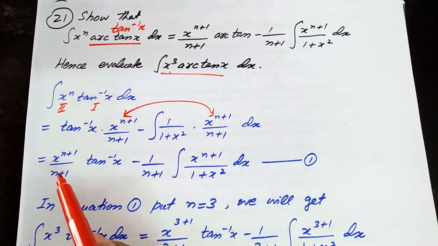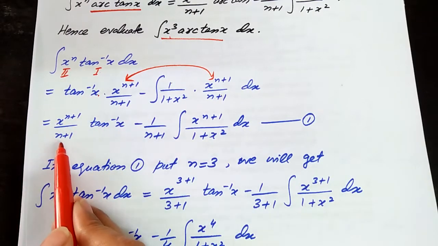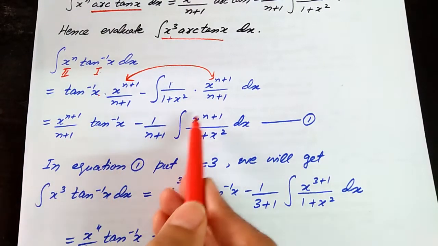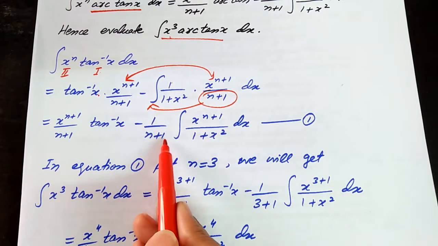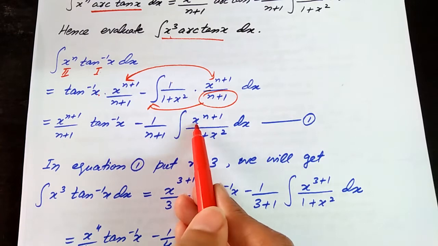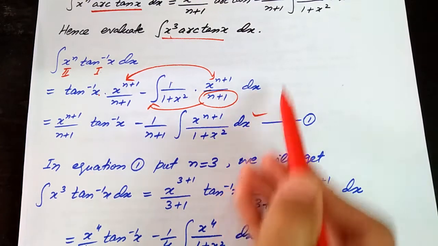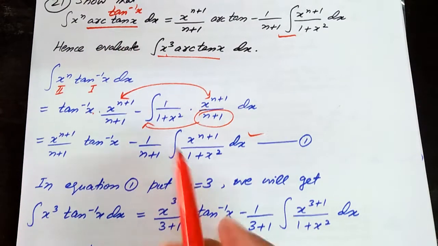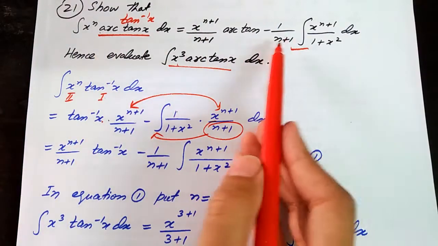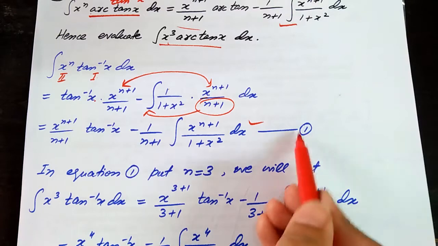Now it will be x raised to power n plus 1 over n plus 1 tangent inverse of x minus, this is a constant, it will be taken outside like this, 1 over n plus 1 integration of x raised to power n plus 1 over 1 plus x square dx. You see, this is the same formula. So hence we just showed that this integration is equal to the right hand side like this. Now name it as the first equation.